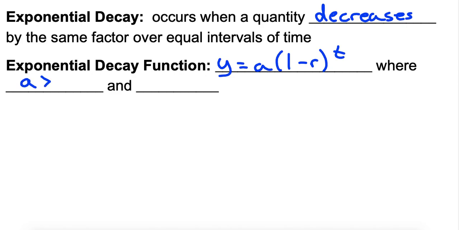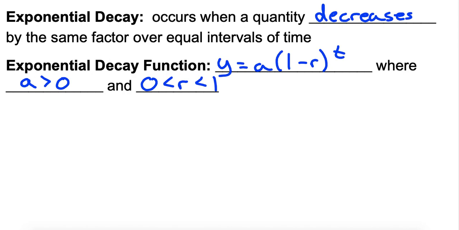Then a is greater than 0, and r is between 0 and 1. So we can't subtract away more than 100%, and we can't subtract away a negative number, because then it just becomes growth. So our r always has to be between 0 and 1.